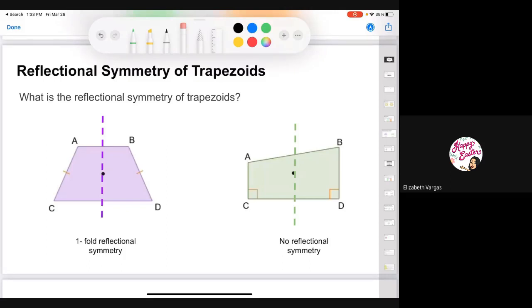The reason this has no reflectional symmetry is because those 2 halves are not congruent. In order for it to be congruent, we would want to see it kind of exist a little bit more up here to be 2 congruent halves. So because those aren't 2 congruent halves, that would have no reflectional symmetry. All right, any questions about this?